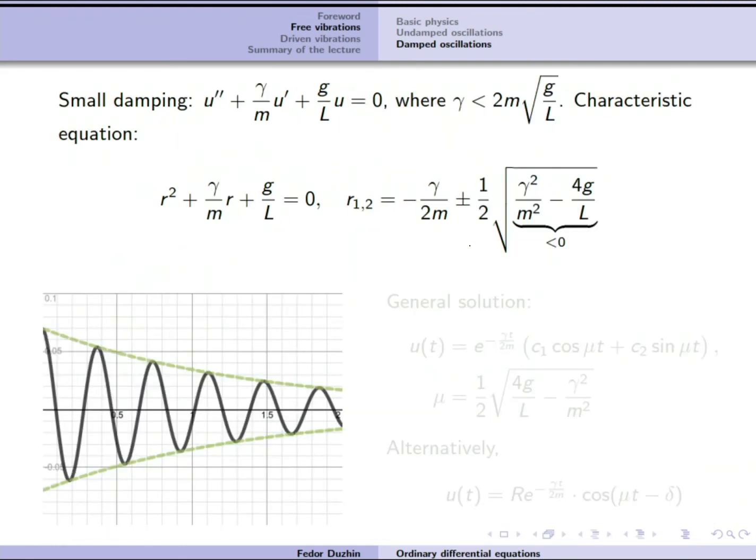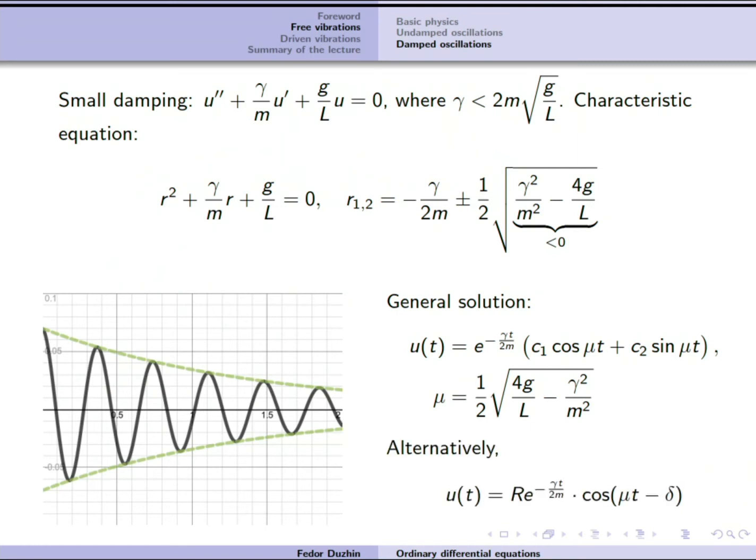Well, and the most interesting case is, of course, small damping. If the damping is small, then the characteristic equation has two complex roots. So notice that here, whatever is inside the square root, this number is negative. And the square root of a negative number contains an imaginary unit. All right, so here is the general solution. And again, alternatively, we can write it down using this phase and frequency and amplitude. We can write it differently.